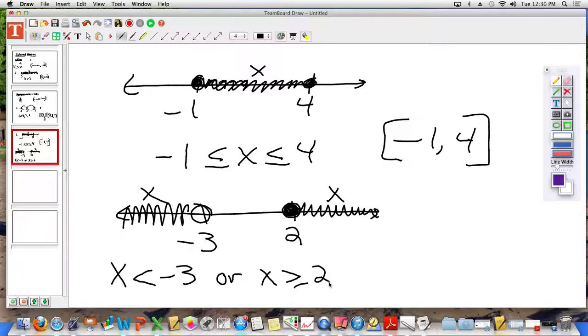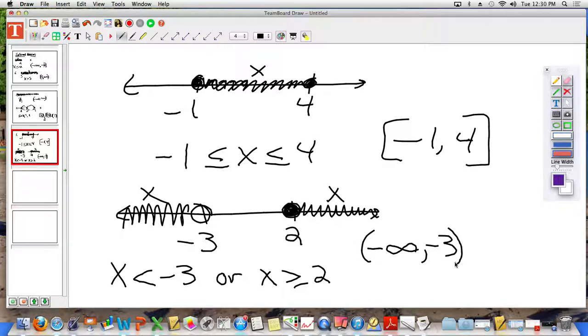Interval notation. Where does my shading begin? Negative infinity. So I do parenthesis negative infinity, comma. Where does it end? -3. It's actually not -2.999 because -2.99999999999 would also be included. You know, see what I'm saying? Okay. So up to -3, parenthesis.